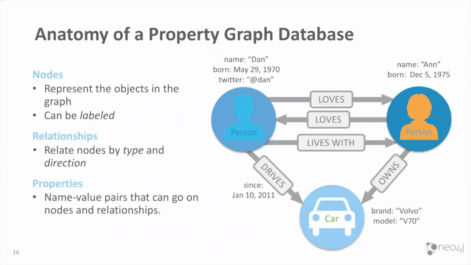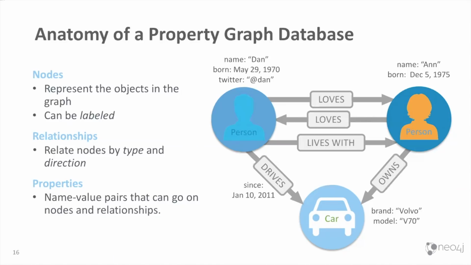However, Dan loves Anne, and in this case, it is important for us to have the relationship going back the other way, because it would be possible for Dan to love Anne, but Anne not to love Dan. So happily here, they love each other, but that may not always be the case, and so for some relationships, it's important to have them pointing in both directions. Loves and lives with, as well as drives and owns. These are labels on those relationships. So relationships have labels just like nodes do.